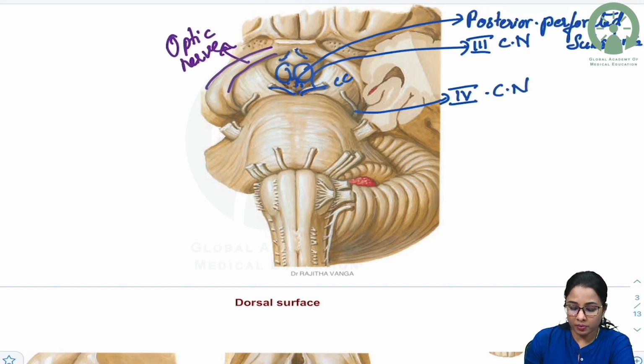So the crus cerebri is the ventral side of the midbrain which we can appreciate in this image, and the crus cerebri is crossed by the superior cerebellar arteries and the posterior cerebral artery. Medially we can see the emergence of the third cranial nerve, and from the lateral aspect we can appreciate the fourth or trochlear nerve.